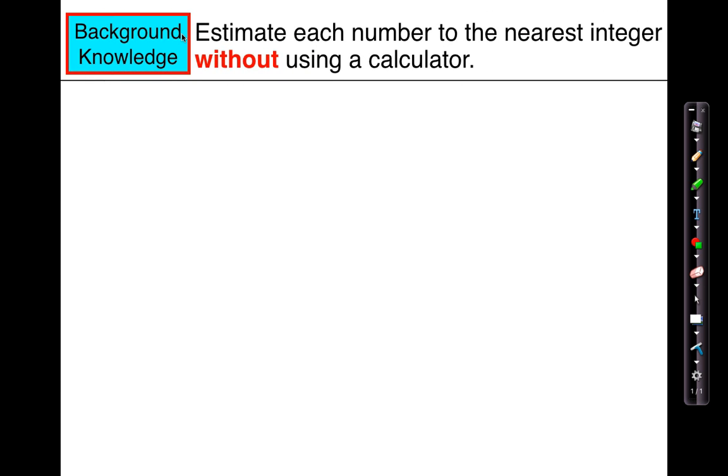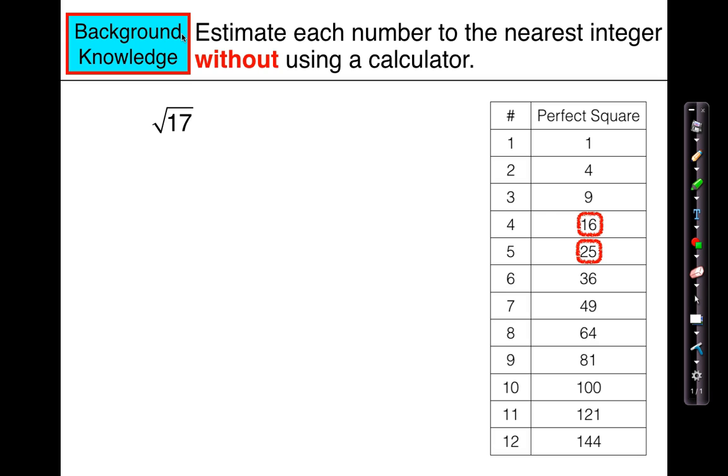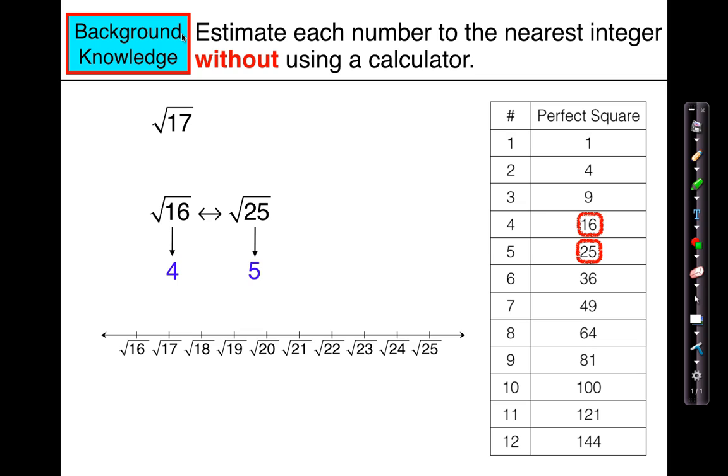We also went into estimating, between the two numbers, which one is it closer to. So we basically rounded to the nearest integer. So for this example here, we figured out, okay, so it's going to be between 4 and 5, but which one is it closer to? And we were able to say, okay, it's closer to 4 because square root of 16 is closer to square root of 17.